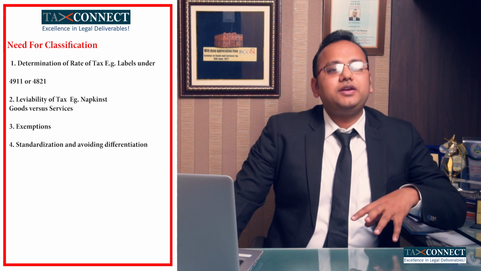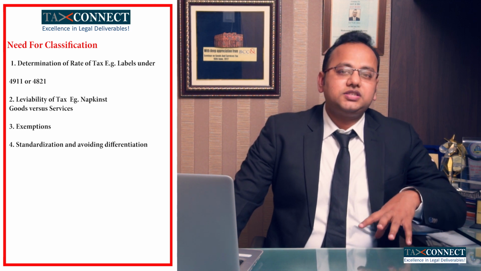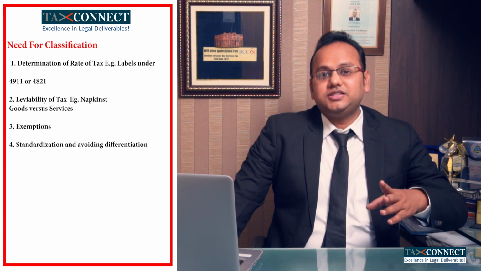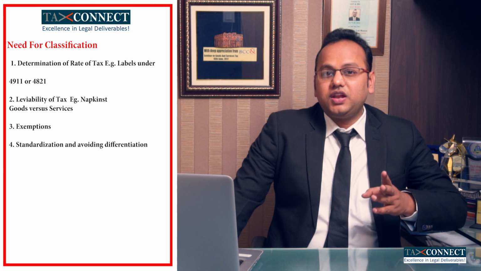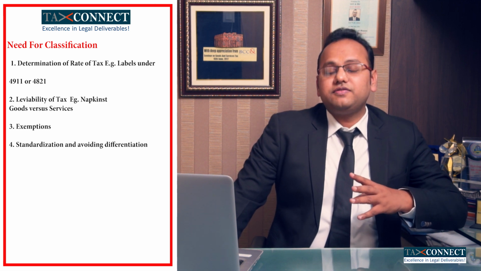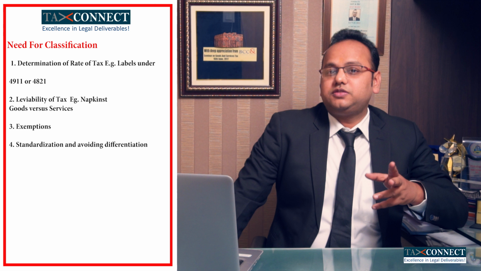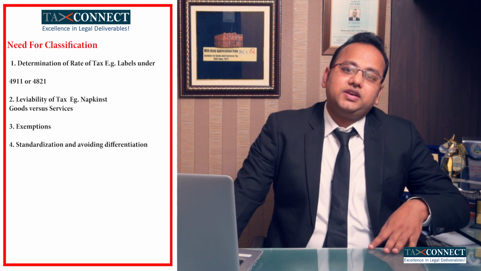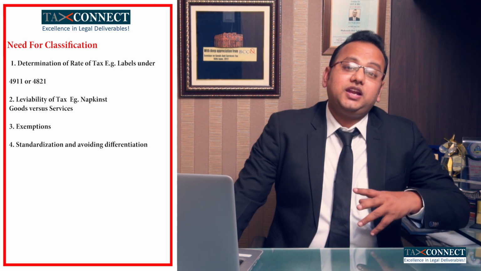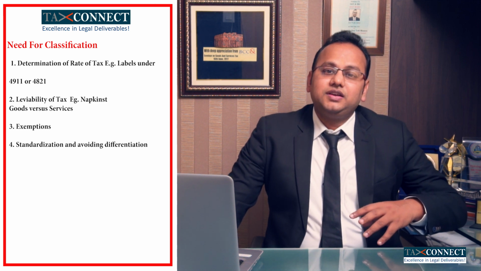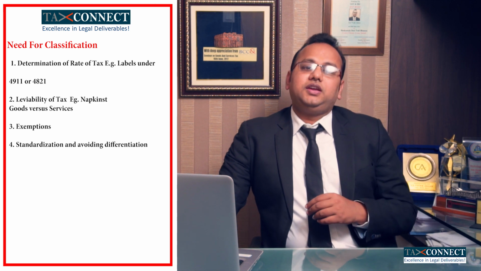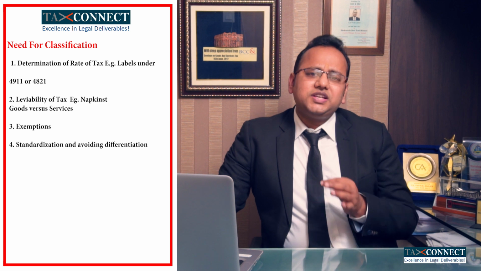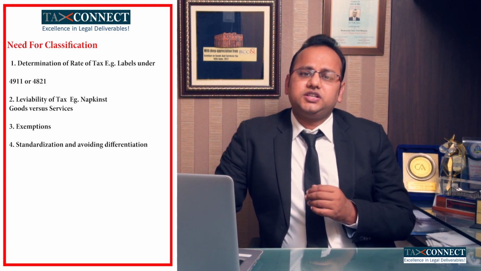Now there is a clear arbitrage opportunity due to classification, of 6% to 10%. That is, if you classify a goods at 12% and the department classifies it at 18%, there is a 6% arbitrage. From 5 to 12, there is a 7% arbitrage, and 18 to 28, there is a 10% arbitrage. Hence, this arbitrage opportunity creates litigation. So first, what is the need of classification?